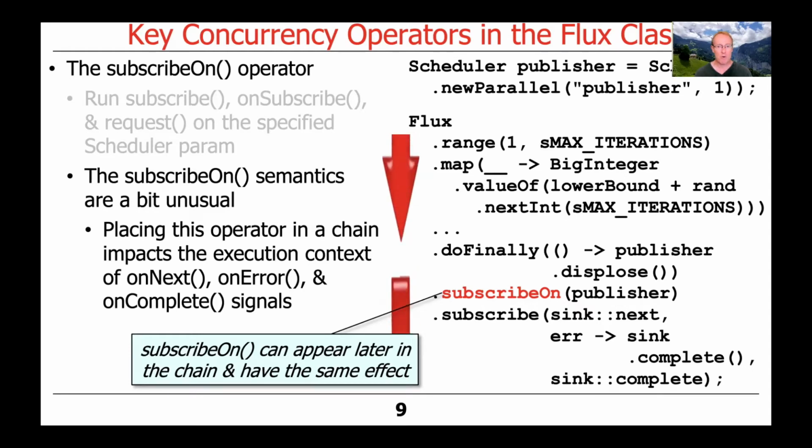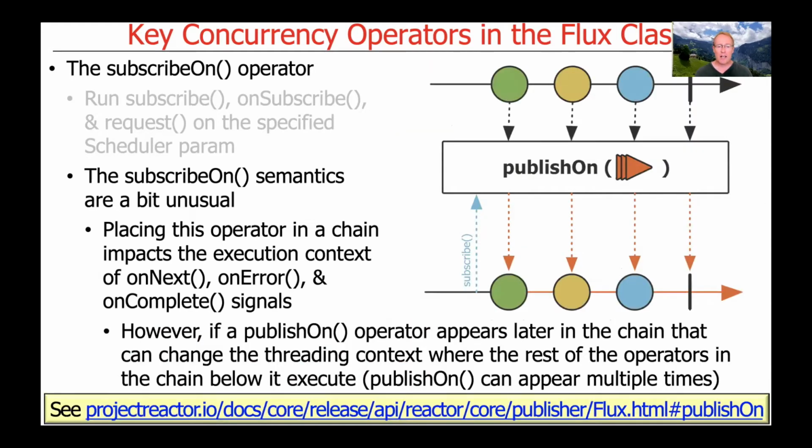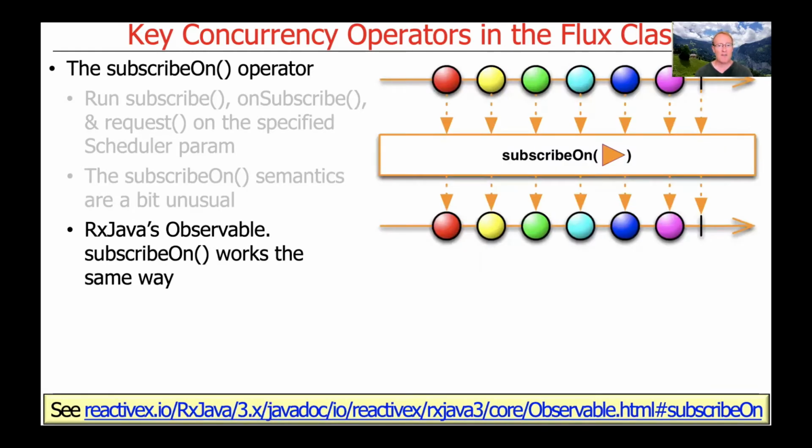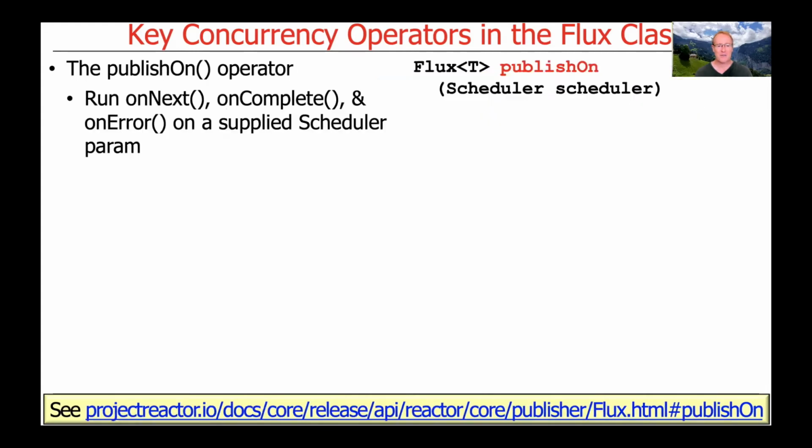So if we put it down right before subscribe, we'll also have all the operations run in that publisher thread in the background. However, if a publishOn operator appears later in the chain, then that will change the thread context where the rest of the operators in the chain below it execute. And note that publishOn can appear multiple times, as we'll talk about in a moment when we talk about the publishOn operator. RxJava has a subscribeOn operator in its Observable class that works with the same semantics that Project Reactor's subscribeOn method works on in the Flux class.